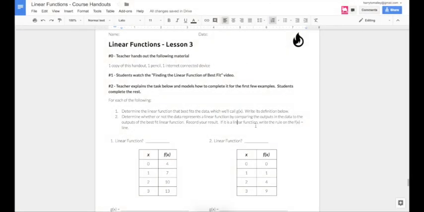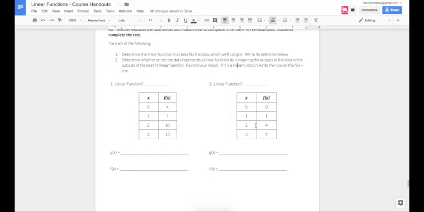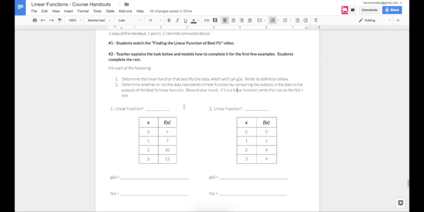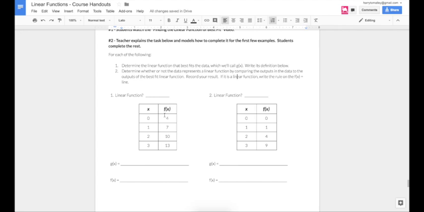Okay, in this lesson, we're going to learn how to find something called the linear function of best fit. So we're given some data here. We've got an input called x and an output called f of x. Who knows, maybe this is the temperature and this is the width of a metal rod. And we need to determine whether or not this is a linear function.